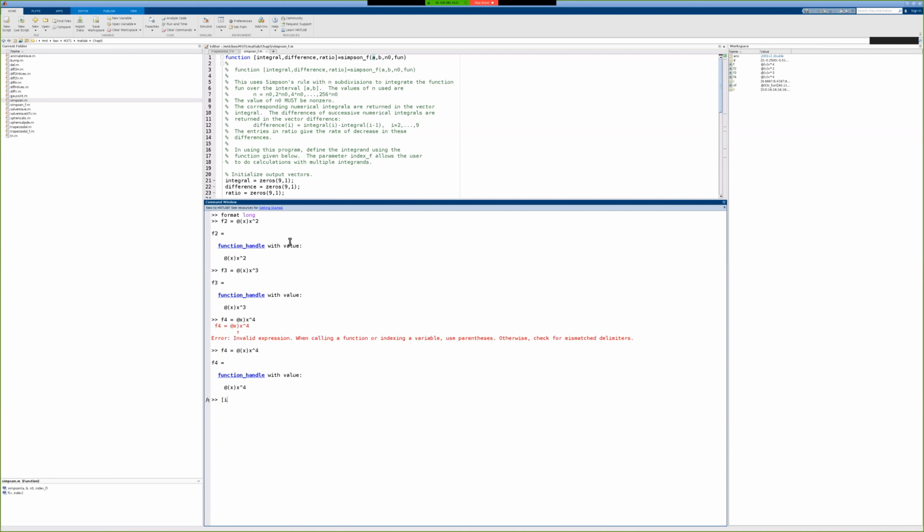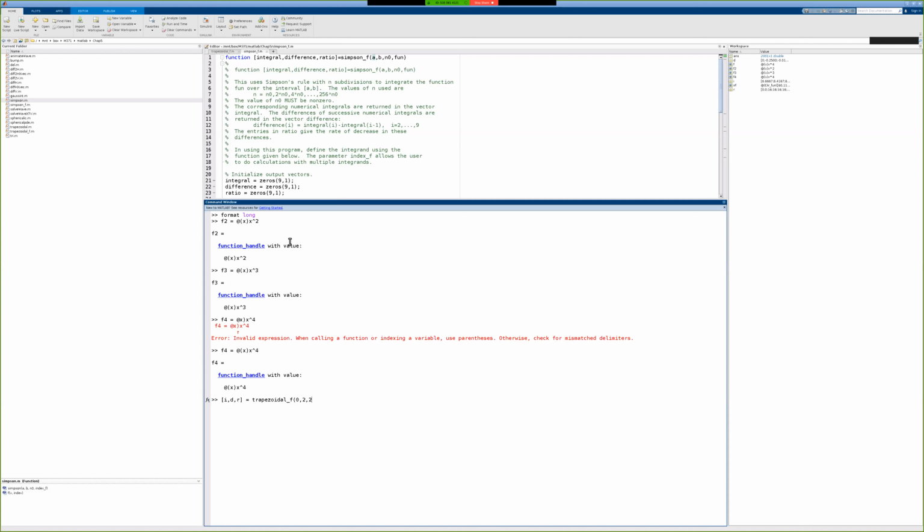Let's see. So I want to keep track of the values of the integral for the different ends, the differences between them, and the ratios between the differences. And let's try it first with the trapezoidal rule, which we did the other day. Let's go from 0 to 2. And I'll tell you what, to make this fair, let me start with two iterations.